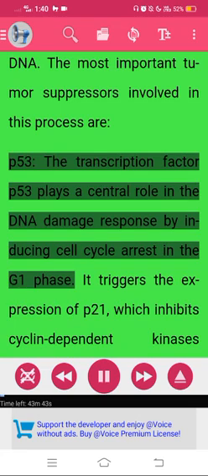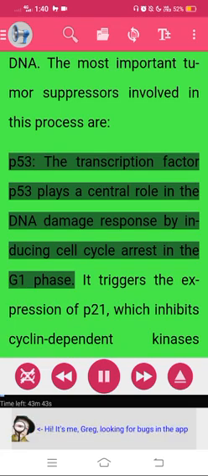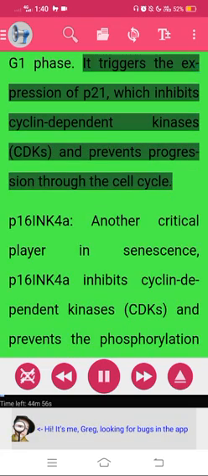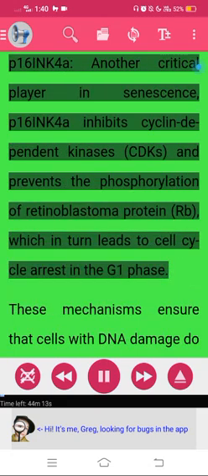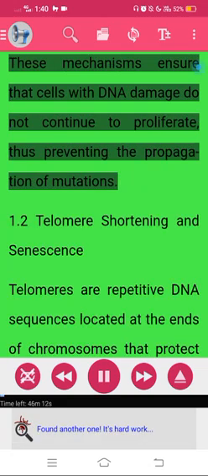The transcription factor p53 plays a central role in the DNA damage response by inducing cell cycle arrest in the G1 phase. It triggers the expression of p21, which inhibits cyclin-dependent kinases (CDKs) and prevents progression through the cell cycle. p16INK4A is another critical player in senescence. p16 inhibits CDKs and prevents the phosphorylation of retinoblastoma protein (RB), which in turn leads to cell cycle arrest in the G1 phase. These mechanisms ensure that cells with DNA damage do not continue to proliferate, thus preventing the propagation of mutations.